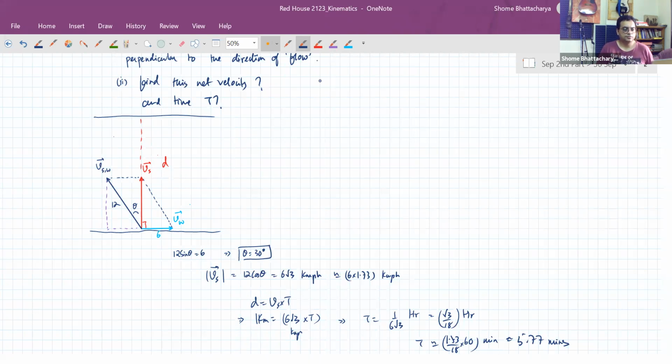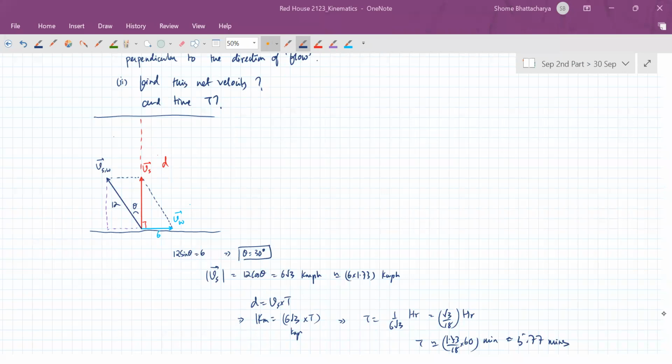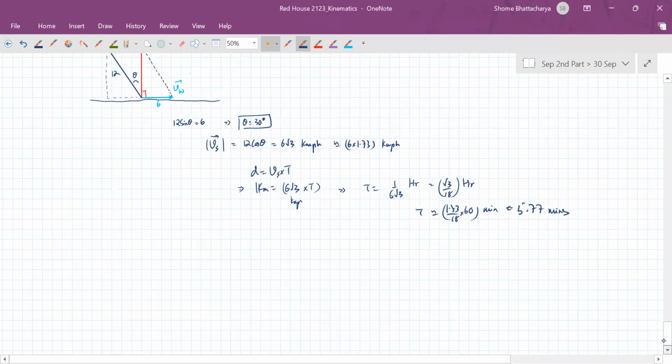So hope this example is clear. Let me know in case of any doubts or questions, we'll discuss. Now we'll conclude relative motion and today's session with one additional interesting type of example.